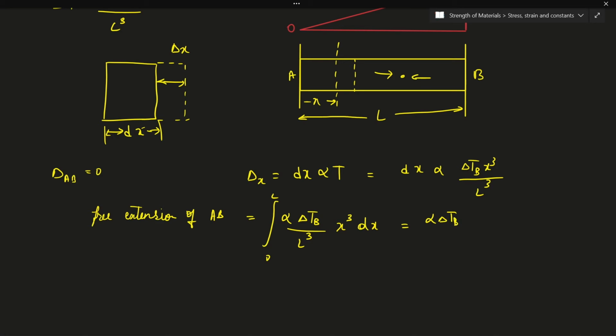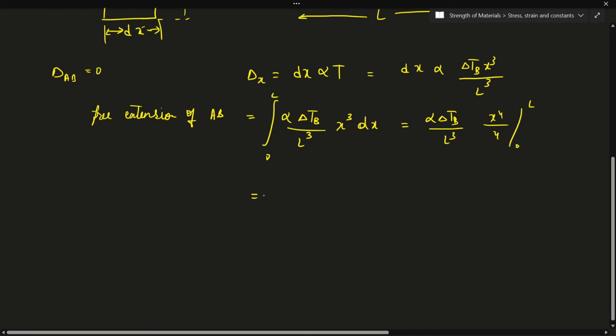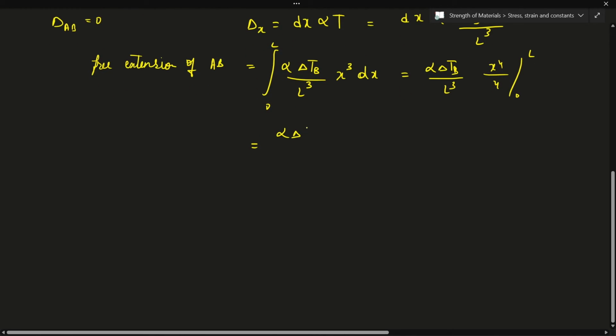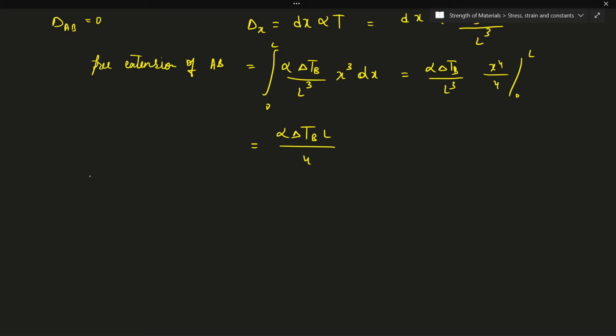alpha delta T B divided by L cube into x to the power 4 by 4 with the limits 0 to L. Now the total free extension is given by alpha delta T B into L divided by 4. Now we know that since the bar is fixed at both ends, delta AB is equal to 0, and now if I substitute in this, we'll have L alpha delta T B by 4 minus sigma C L by E, and that would be equal to 0, right?